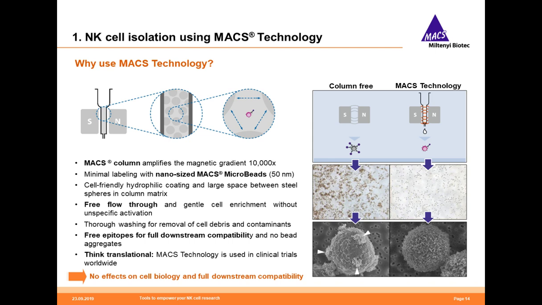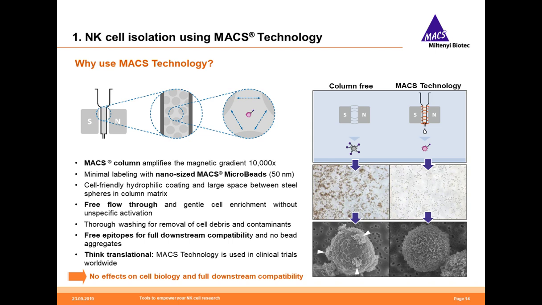The columns are filled with little iron spheres, and these iron spheres pass through a magnetic force on the next over a very small distance, amplifying the magnetic force about 10,000-fold and ensuring that the magnetic field is constant throughout the column. Thus, minimal labeling of cells with these nanobeads is sufficient to retain any target cell that you label.